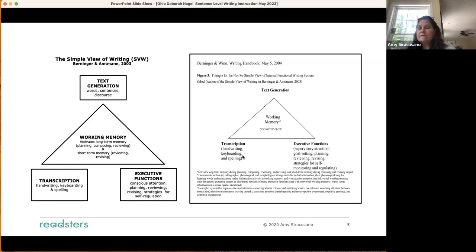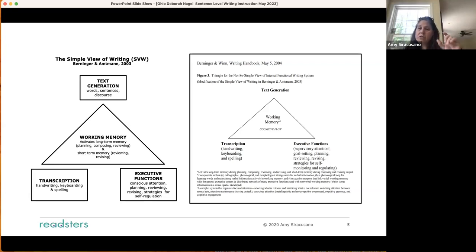Transcription is really foundational writing skills. This is the ability to get your letters on paper with automaticity. So when I go to spell a word, do I have the knowledge of how to form those letters so I can get it onto paper? In addition, when we start teaching keyboarding, do we have enough touch typing capability in order to get our ideas on paper as well, right?